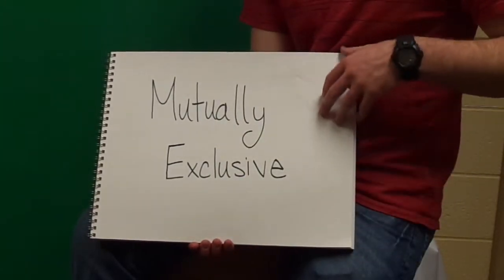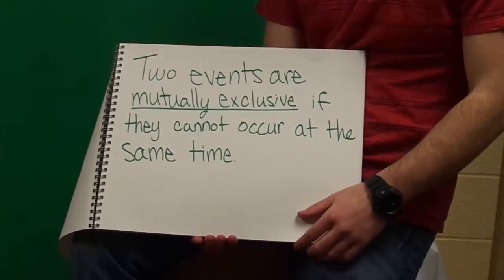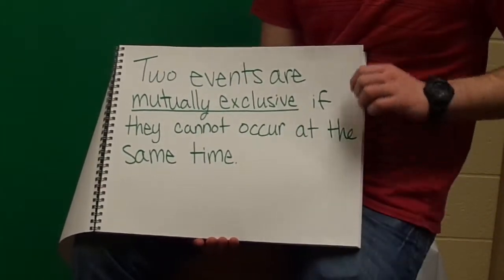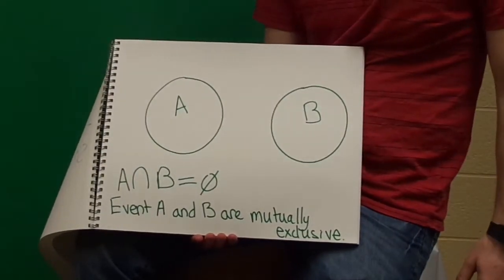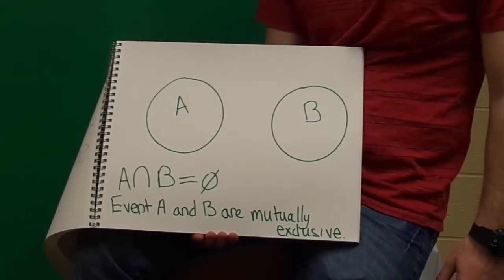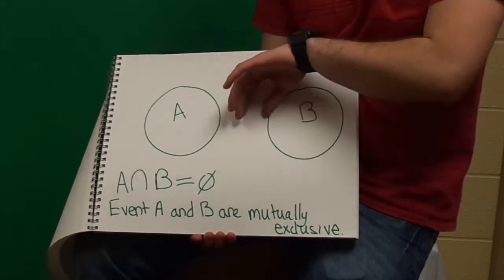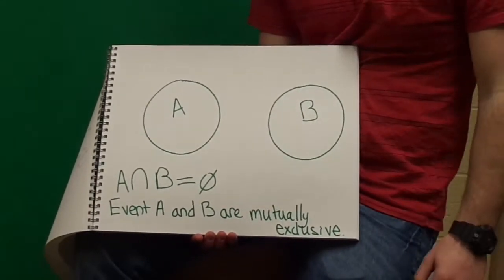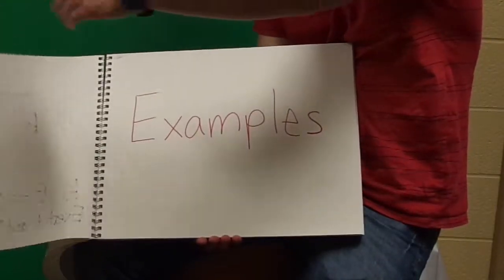Mutually exclusive. Two events are mutually exclusive if they cannot occur at the same time. Circle A represents the probability of A occurring. Circle B represents the probability of event B occurring. There is no intersection between the circles. Therefore, event A and event B are mutually exclusive because they cannot occur at the same time.